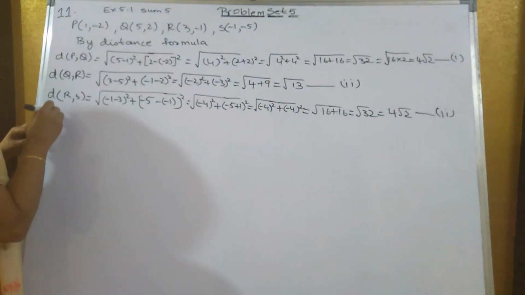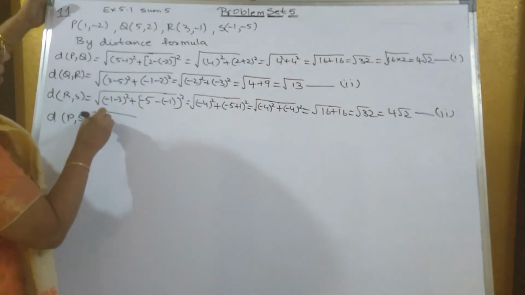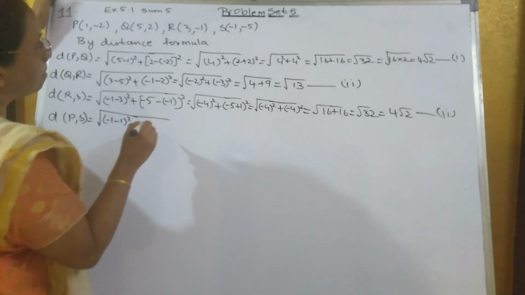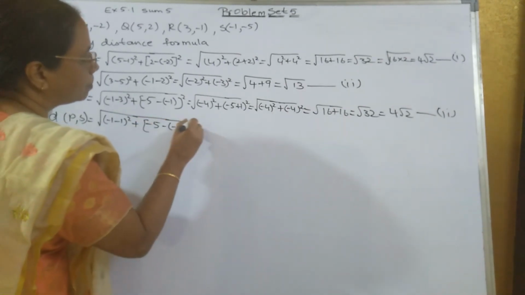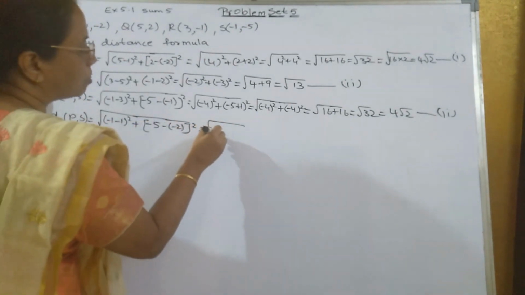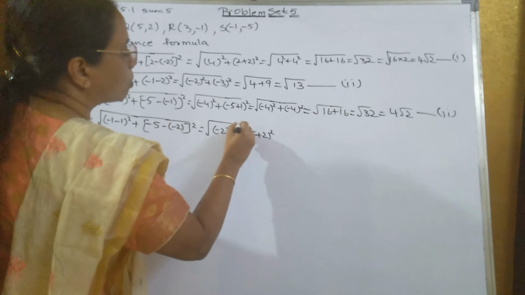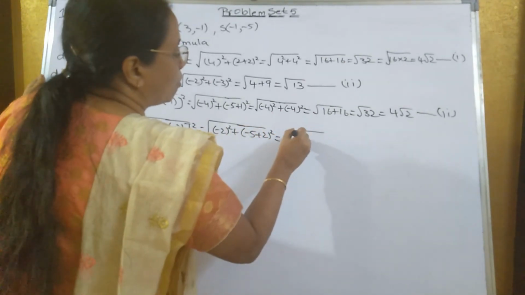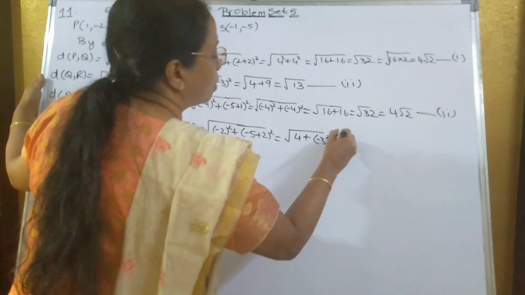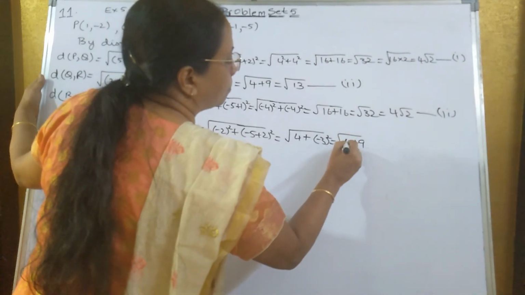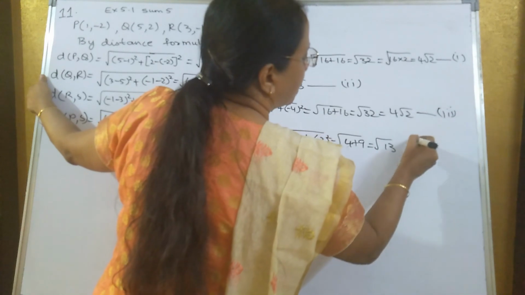Now distance PS. PS. So (minus 1 minus 1) the whole square plus (minus 5 minus into minus 2) the whole square. So that's equal to how much? Minus 1 minus 1 is how much? Minus 2 the whole square plus (minus 5 plus 2) the whole square. That's equal to 4 plus minus 5 plus 2 is how much? Minus 3 the whole square. That's equal to 4 plus 9. That's equal to root 13. Let this be 4.